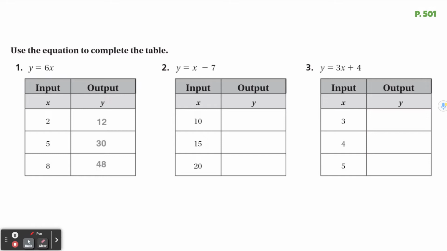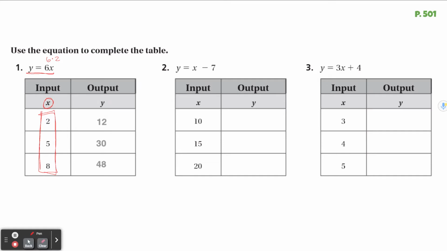All right, so the first set of questions here says to use the equation to complete the table. So number one is already done for you. The equation we have is y equals 6x. So we're doing our output equals 6 times the input value. Our x's are all in this column right here. For each of these, we're going to use this equation to figure out what the output would be. So they did 6 times 2 is 12, 6 times 5 is 30, and then 6 times 8 is 48.